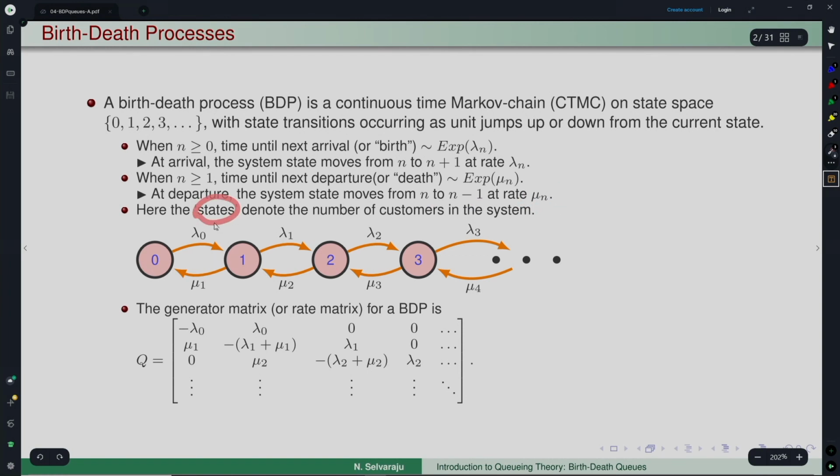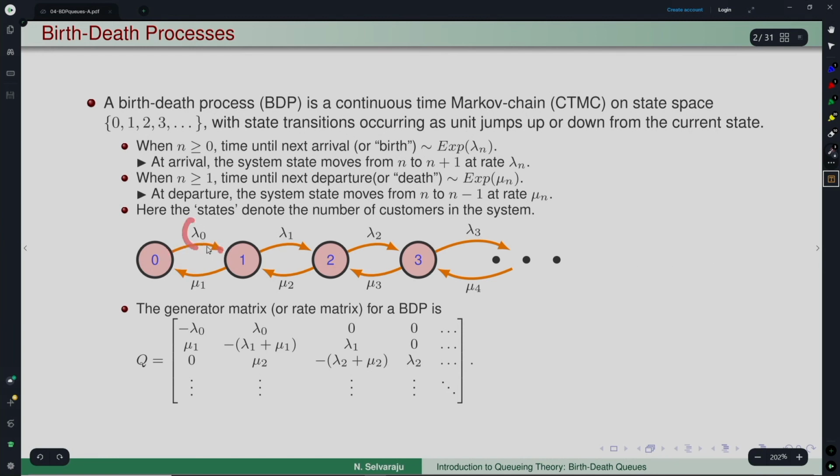So, here the states mean the number of customers in the system, or simply the number in the system. As earlier, if we draw the state transition diagram, right, 0 is one state, 1 is another state, 2, 3, these are all states.